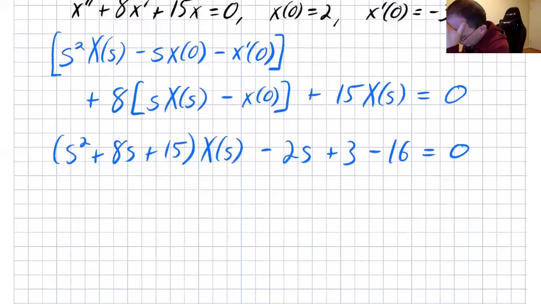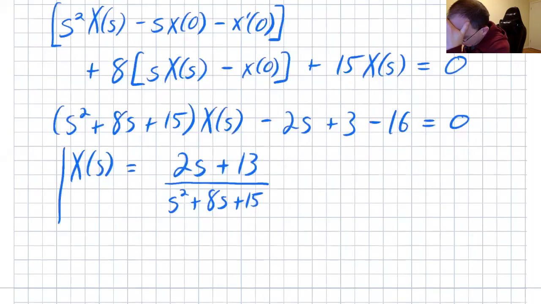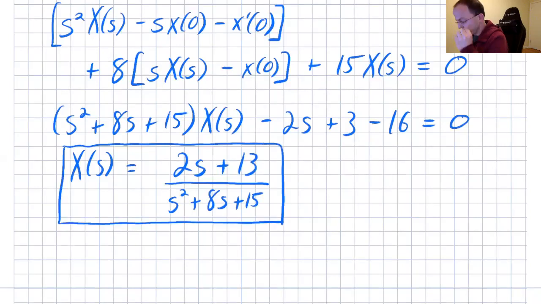Okay, and now we'll solve for x of s, and we're going to get 2s minus 13, oh, plus 13, almost made a mistake there, plus 13 divided by s squared plus 8s plus 15. Okay, and maybe I'll put a box around that. So there's the Laplace transform of our solution.